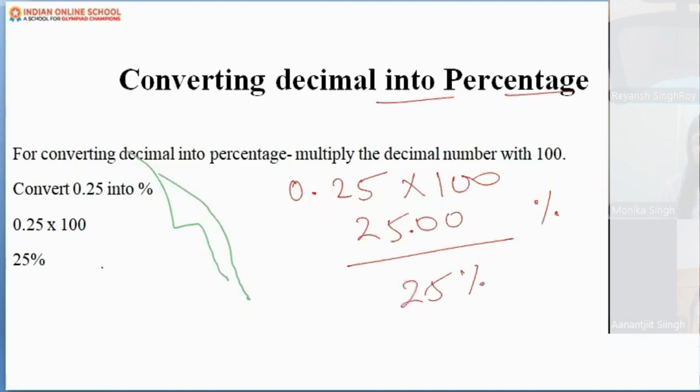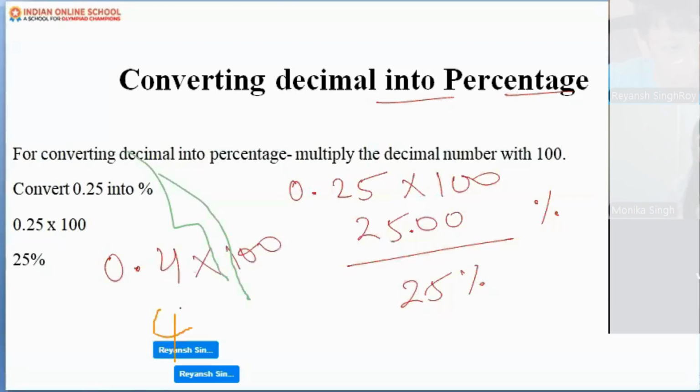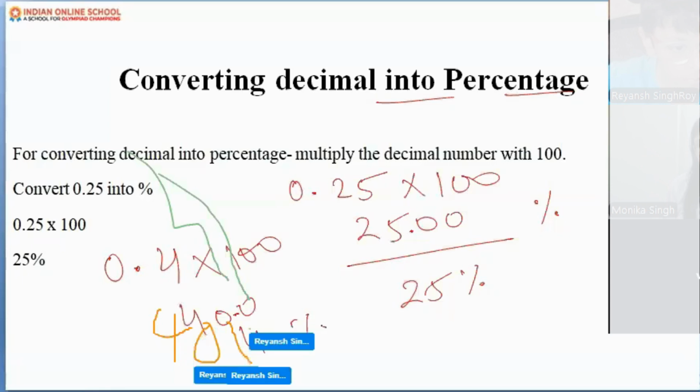Okay, now tell me the percentage of 0.4. Ma'am, can I say? Yes, go ahead. It is 40%. It is 40% because we will multiply by 100 and we get 40%. Very good.